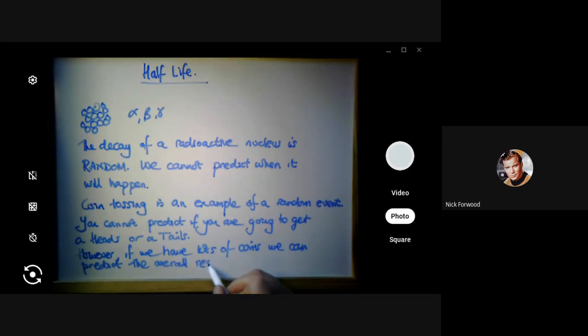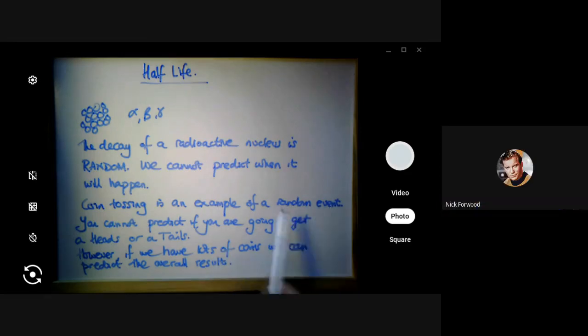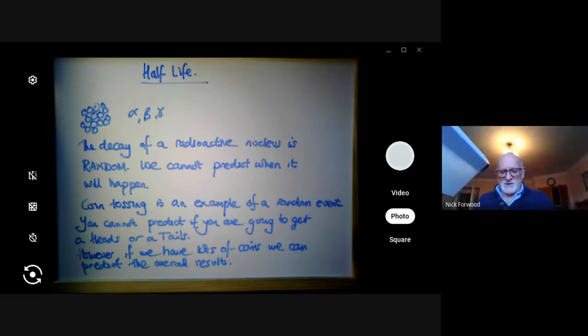So any one coin, you can't predict whether it's heads or tails, but with lots and lots of them, you can work out that 50% of them will be heads and 50% will be tails. And so that is predictable. We can take a random event that we can't predict with just one coin, and we can predict the behavior of lots and lots of coins if we keep tossing them and counting them up.